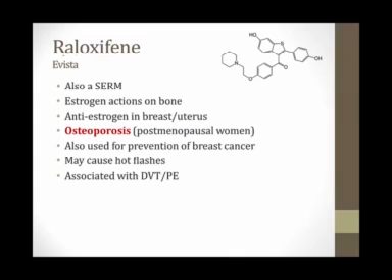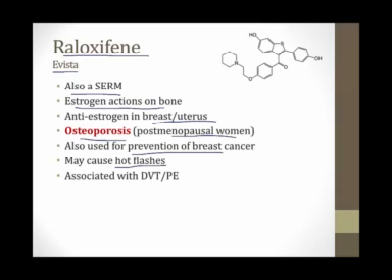Let me mention the drug raloxifene, which is also called Evista. It is also a SERM. However, it is rarely used for breast cancer. It is more often used for osteoporosis. That's because it has estrogen actions on bone. It is anti-estrogen in the breast and uterus. So it's often used in osteoporosis in postmenopausal women because it will promote a rise in bone density. It's also sometimes used for prevention of breast cancer, but not for primary treatment. Just like tamoxifen, it may cause hot flashes, and just like tamoxifen, it's associated with DVT and PE.